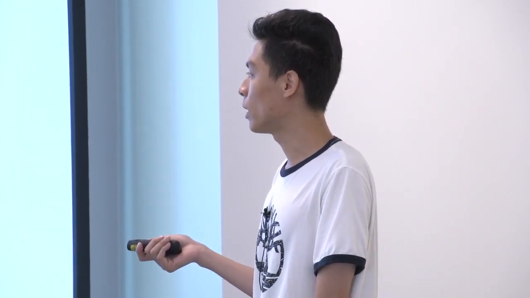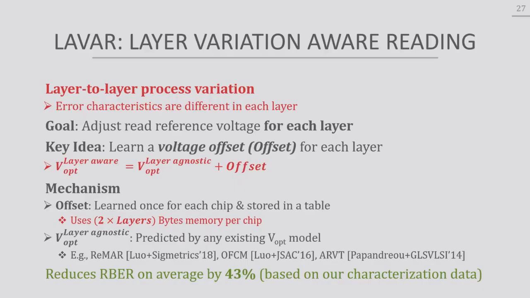This offset needs to be learned only once for each chip because the process variation is consistent across PE cycles, across its lifetime, and this requires 2 times the layer number of bytes of memory for each chip. And then for the layer agnostic VOPT, there are many existing mechanisms that can predict this value. On average, LAVAR reduces the RBER by 43%.